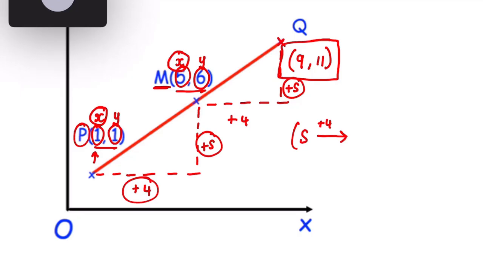Okay, because we added 4 to get from 1 to 5, we need to add 4 again to get from 5 to the coordinates of Q, and that gives us 9. That's why we have an x coordinate of 9.